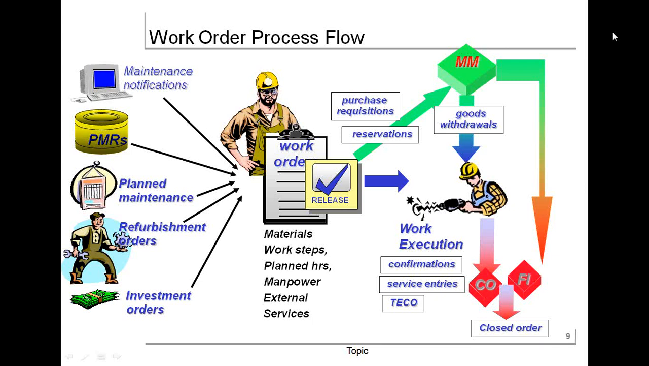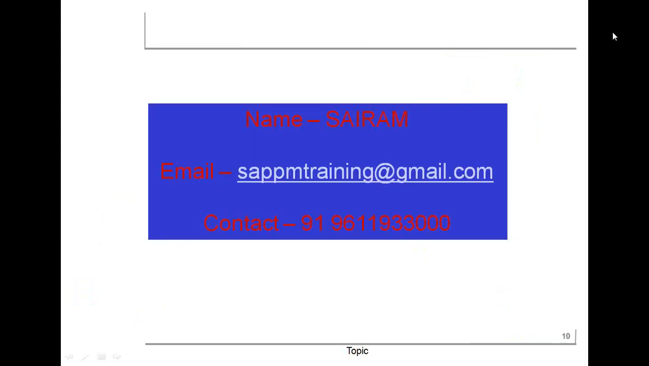So this is basically called the work order process flow. With this I have completed the plant maintenance overview.